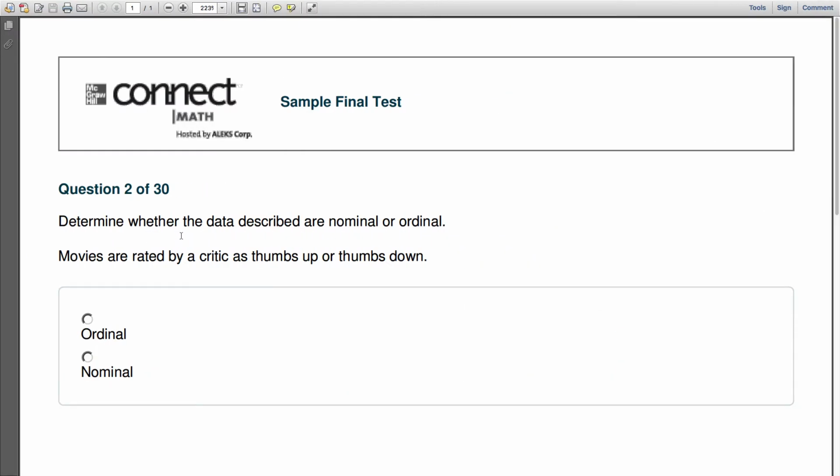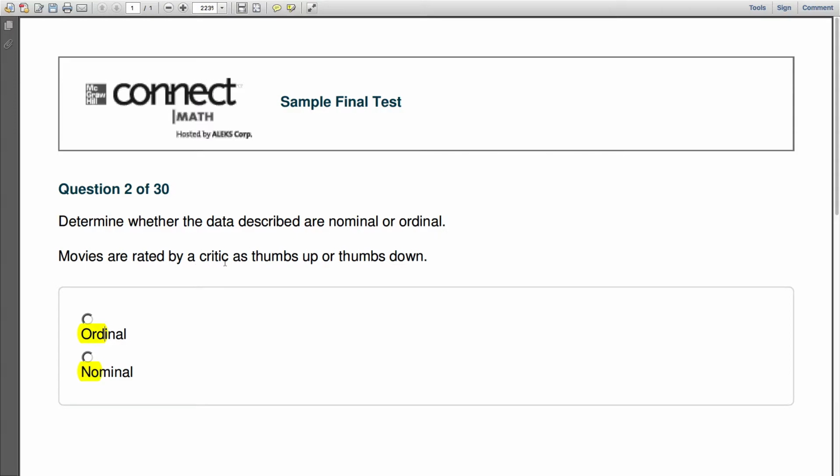Question 2, determine whether the data described are nominal or ordinal. Nominal means no order, so it starts with "no," so think of that as representing no order. And ordinal means order, and the beginning of the word looks like the word "order."